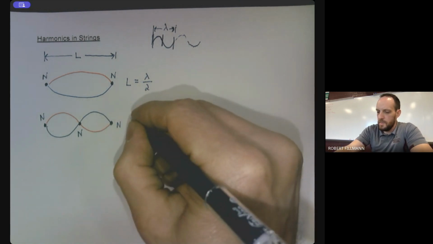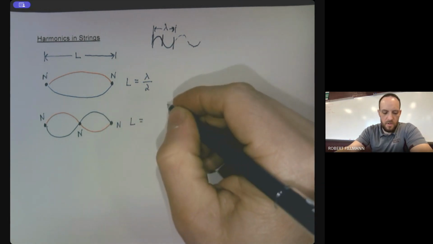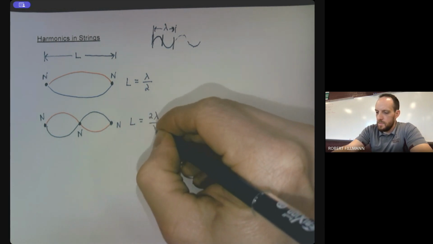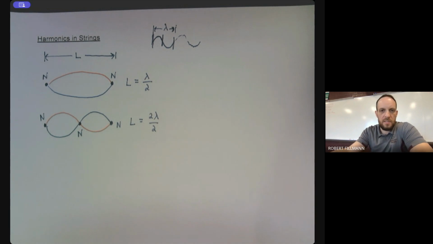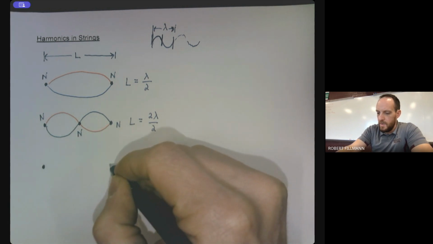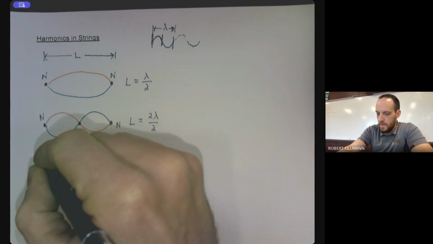So here we see that the length of the string is not half a wave, but a whole wave. And you could write that as 2 lambda over 2, which is just the same as a wavelength, lambda. You'll see why I'm writing it as 2 lambda over 2 in a moment. I think when I draw the next one, we'll have the pattern down. Again, we have to have nodes at either end.